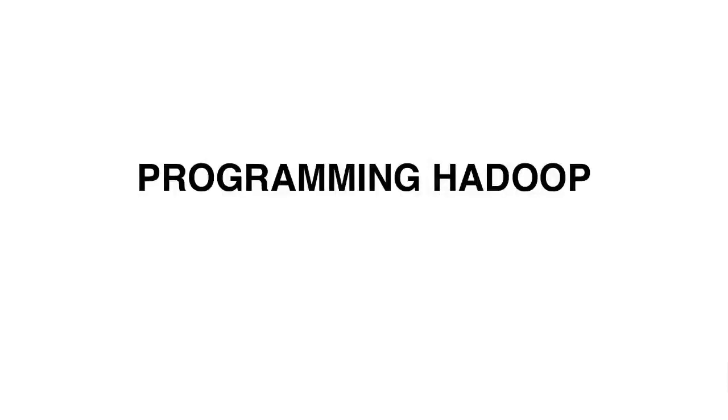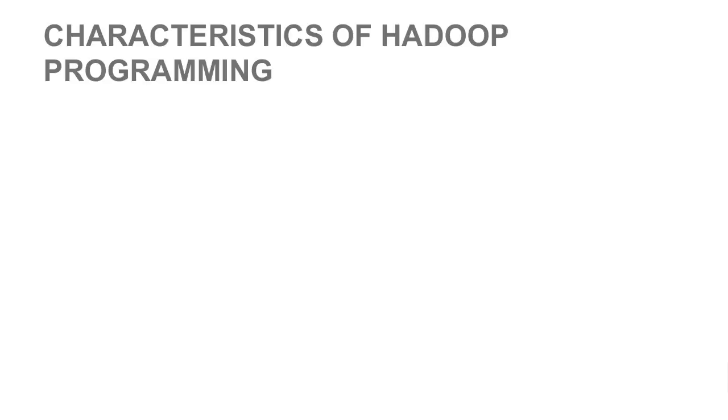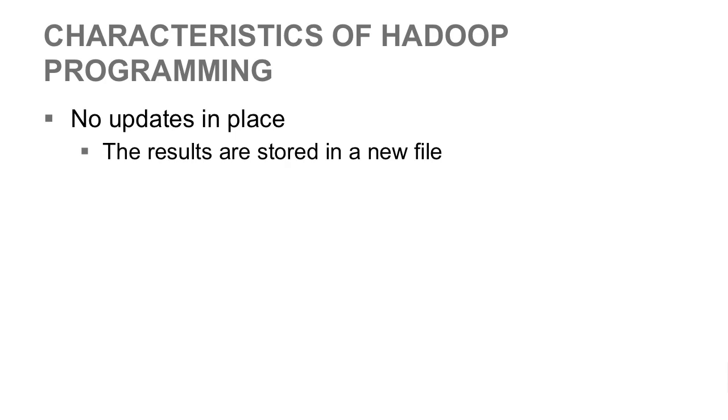Let's see now what are our options when it comes to programming Hadoop. The most important thing to think about when you are programming Hadoop is that you cannot do any updates in place. So you can process your files, but the results are going to be stored in a new file. So Hadoop does not provide you an option where you can access a very large file and then do some update in the middle of that file.